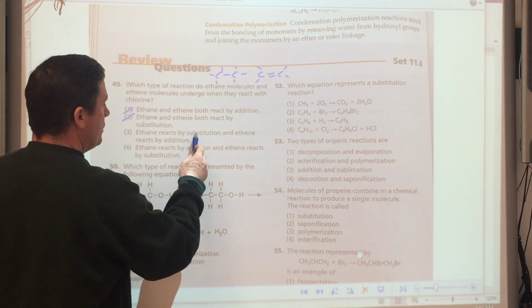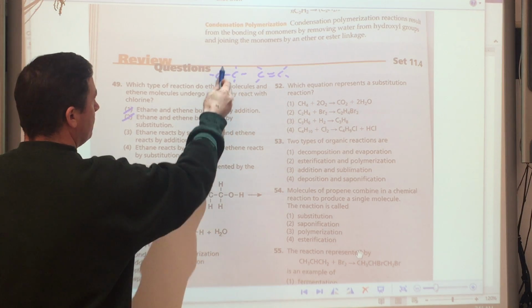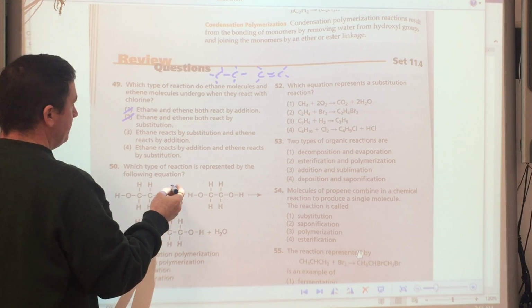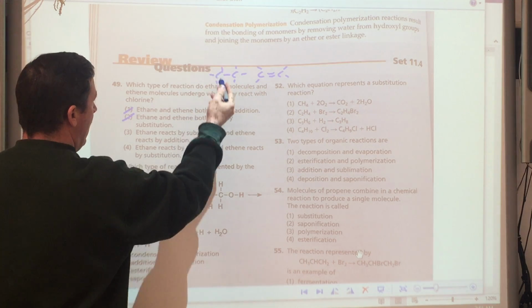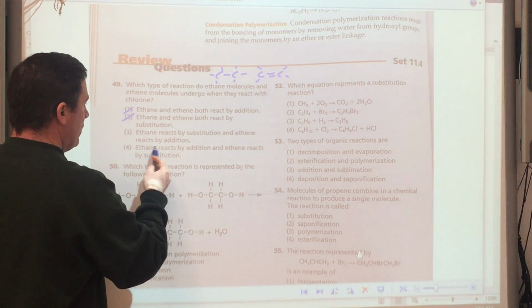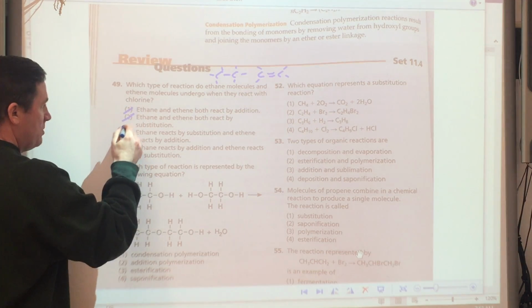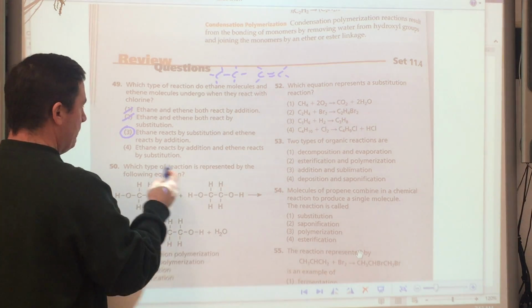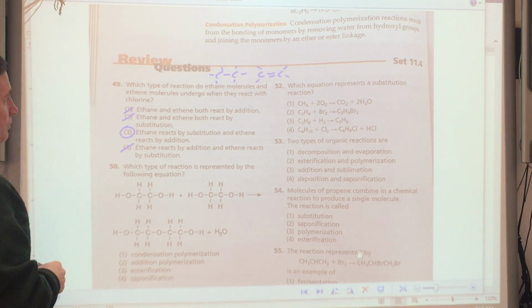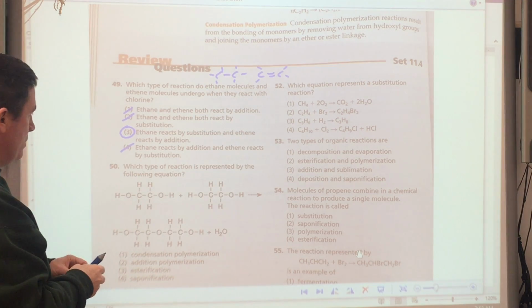Ethane reacts with substitution. I can substitute a chlorine here, kick that hydrogen out and put a chlorine in its spot. And ethene reacts by addition. I can add a chlorine here. So this is my answer. And the opposite is not true. So think about how they are structured, and that's how we'll do these two.